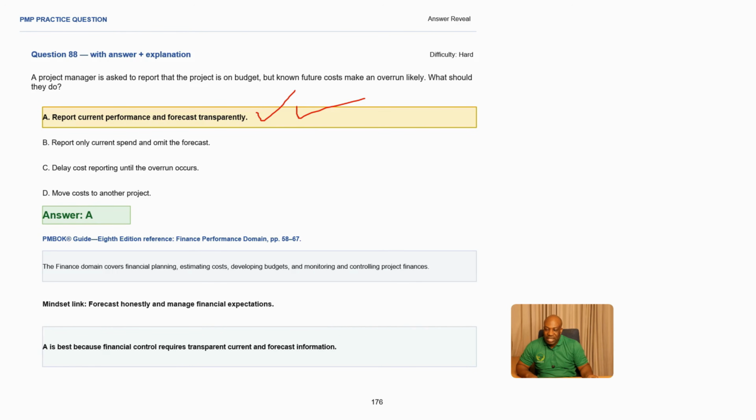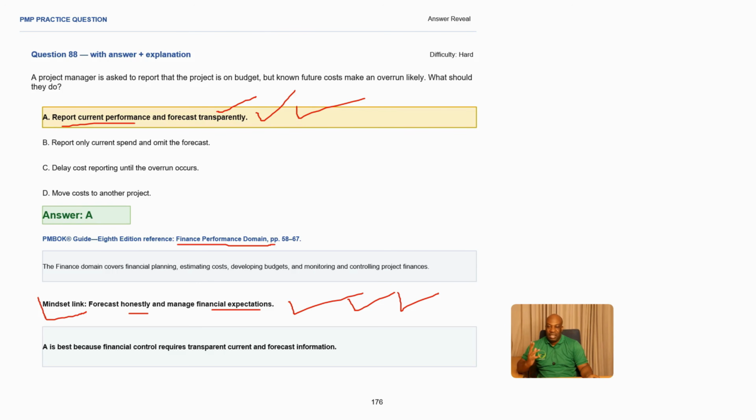So the project manager is supposed to report current performance and forecasts transparently. As a project manager, be transparent and honest. How do we link it back to our PM book? This is the finance performance domain. And what is the best mindset in this scenario? Focus honestly and manage financial expectations. Honesty is the best that you can do as a project manager.